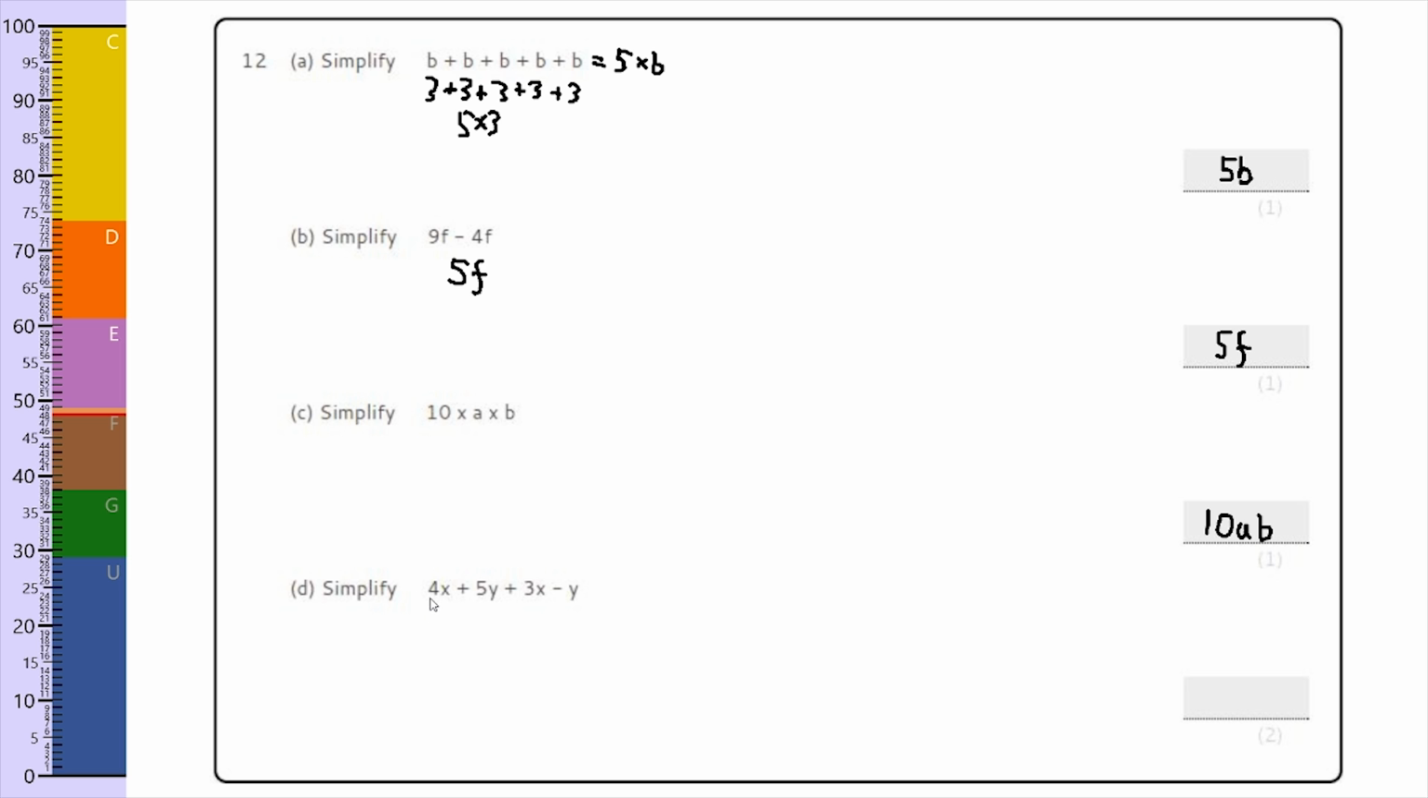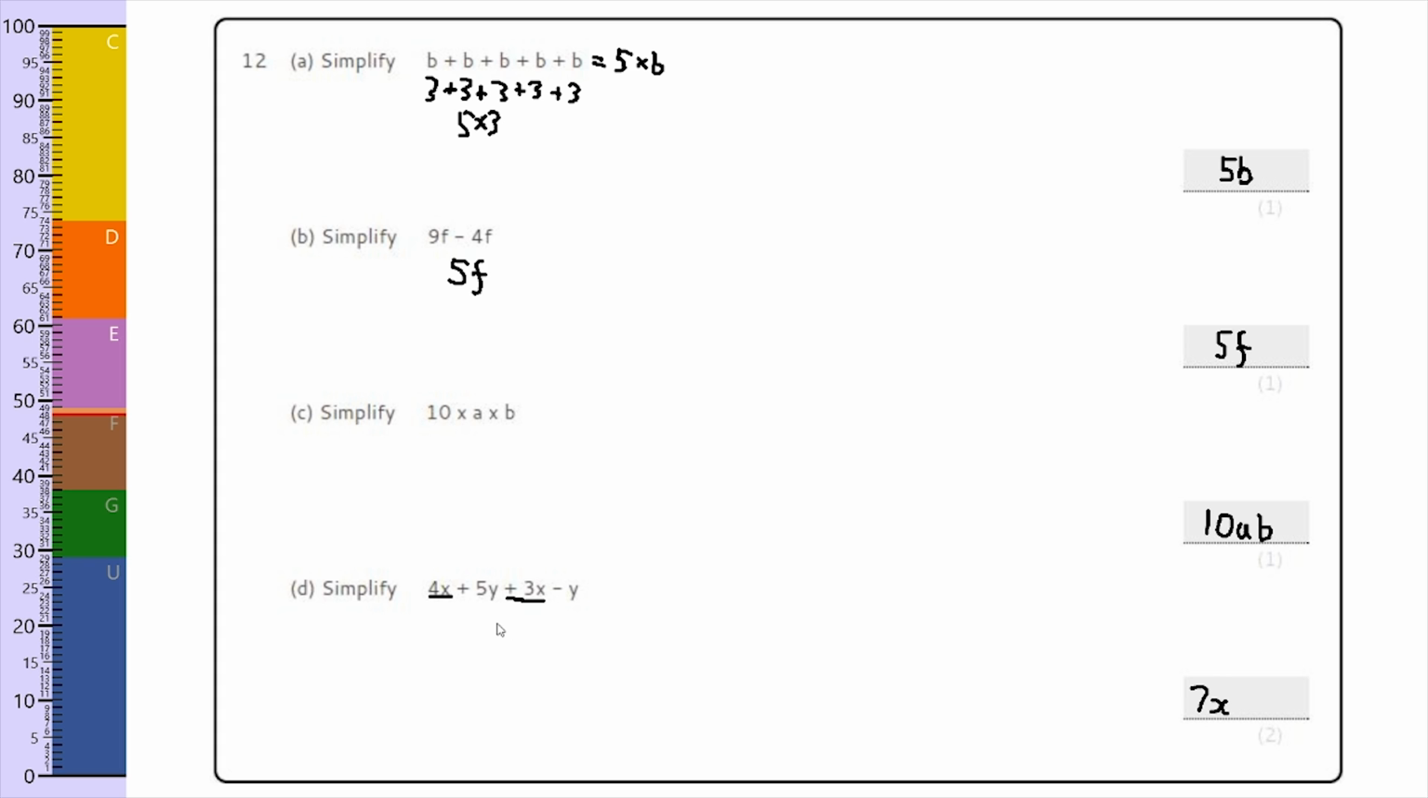Now this one's slightly harder. Okay, so we've got 4x plus 3x. Okay, let's ignore the y's for now. So 4x plus 3x. So you've got 4 lots of x's in your hand. Someone gives you 3 x's. How many do you have? Well, you've got 7x. So 7x.